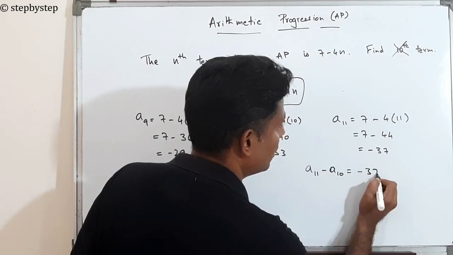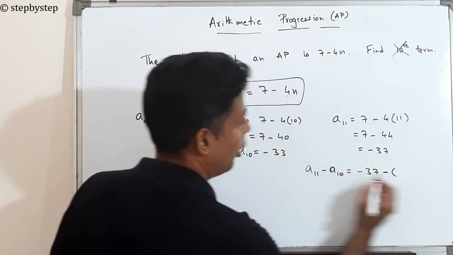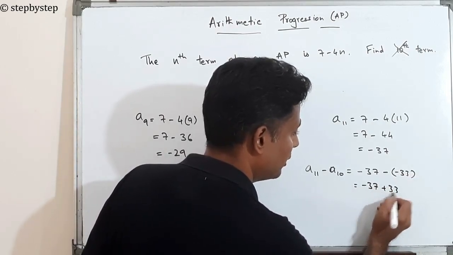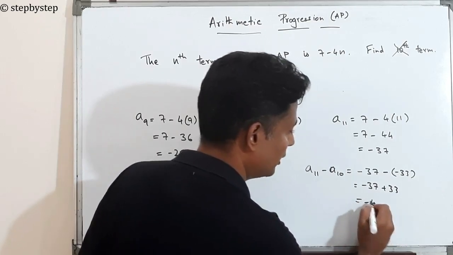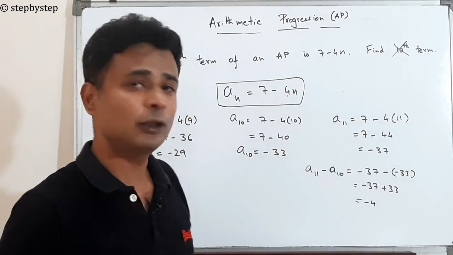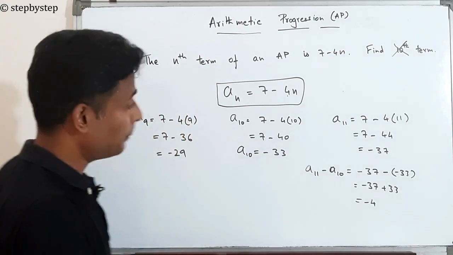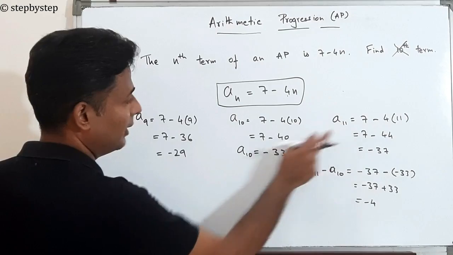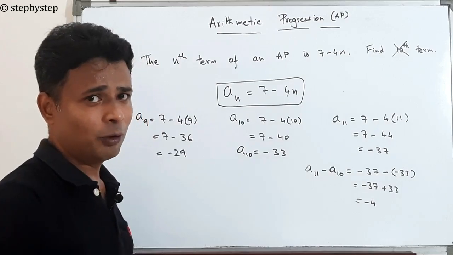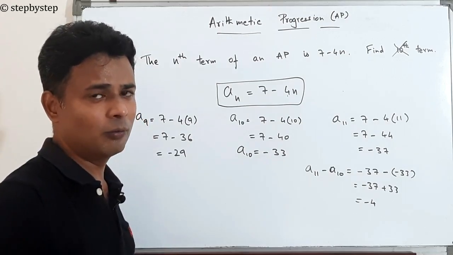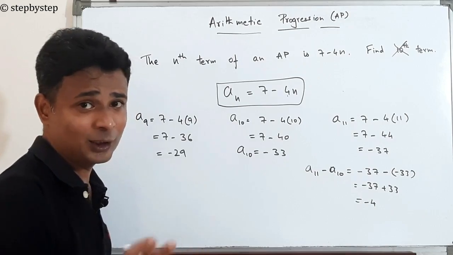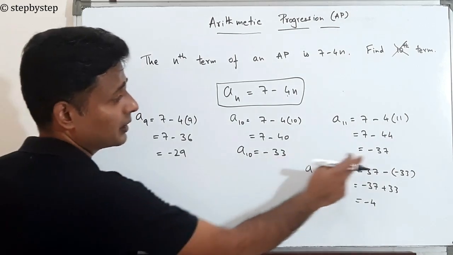So what would we have got? Minus 37 minus of minus 33. So minus 37 plus 33. So we would have got the answer as minus 4. So the common difference for this particular AP would be minus 4, which means it's a decreasing AP. We can observe that we have found the 9th, 10th and 11th terms, minus 29, minus 33, minus 37. It is decreasing, right? I don't know how well you are paying attention, but this is a decreasing AP. Remember, it is not an increasing AP because the numbers are negative.